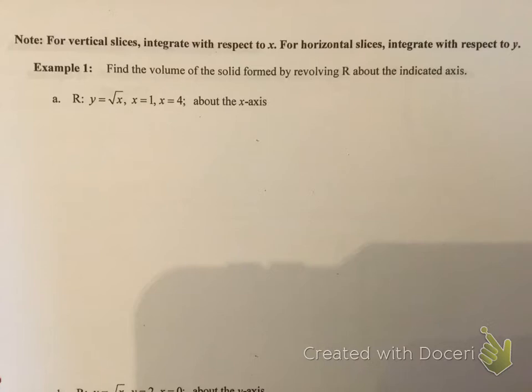So the first one we're going to look at is example number 1. Find the volume of the solid formed by revolving R about the indicated axis. Really important: if you do vertical slices, you integrate with respect to x. And if you do horizontal slices, you're going to integrate with respect to y. You just have to memorize that, okay? So step number 1 is to draw the function.